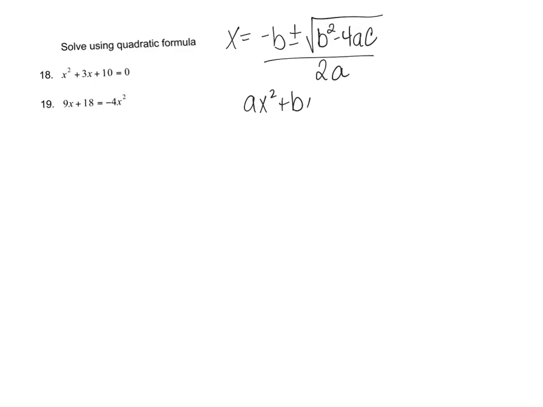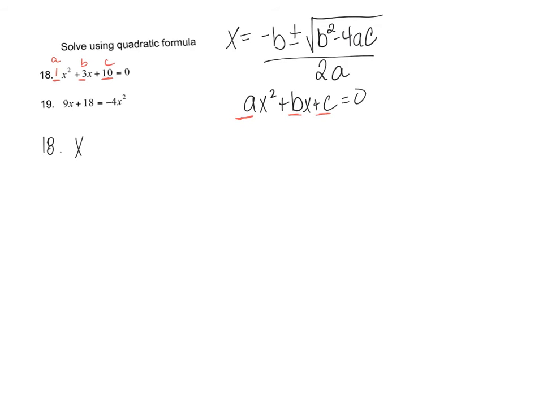So our quadratic formula is x equals negative b plus or minus the square root of b squared minus 4ac, all divided by 2a. Okay, and remember that our form is ax squared plus bx plus c equals 0, so this is where our a, b, and c are coming from. So if we look at number 18, my a is 1, my b is 3, and my c is 10. So we're going to plug it in.